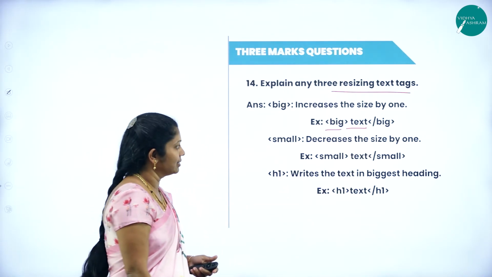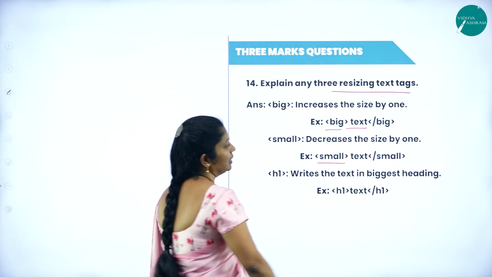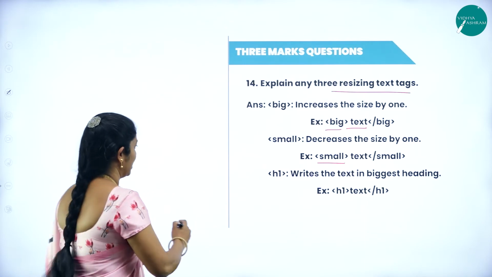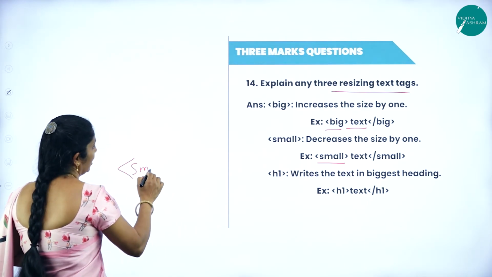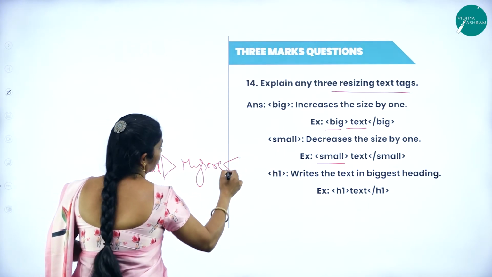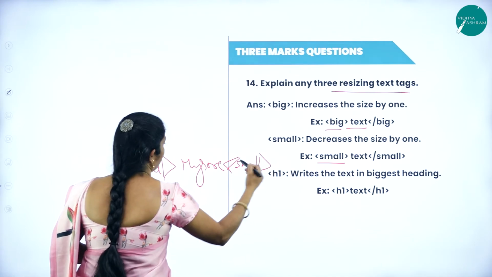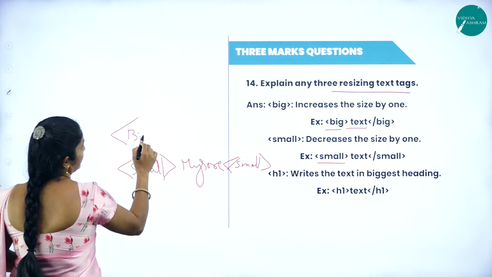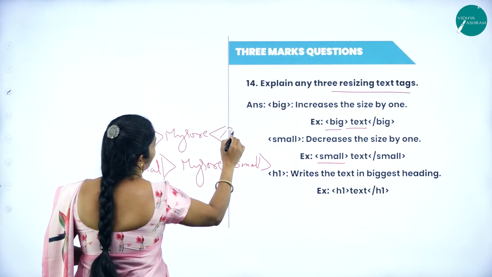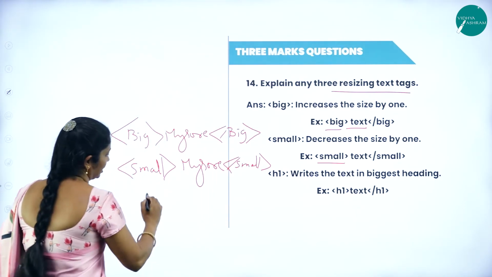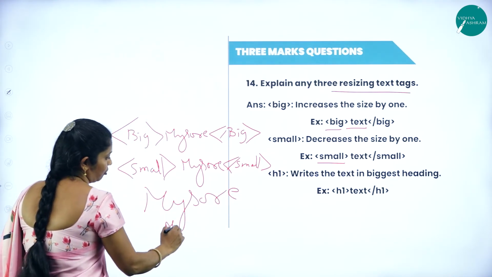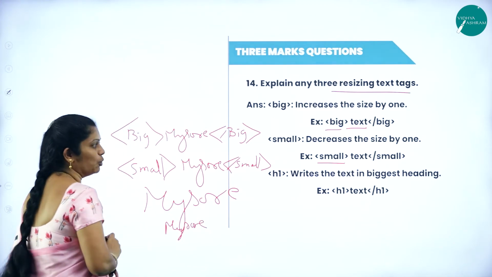display in larger size. Then the small tag. This helps to display your text in smaller size. Here, for example, if I am going to write small Mysuru, then here I am going to close the small tag, and here I am using one more tag, the big tag, Mysuru. Then here I am closing the big tag. Then if you observe the result, first it will display Mysuru in larger size, then later on it will display the same Mysuru in smaller size.